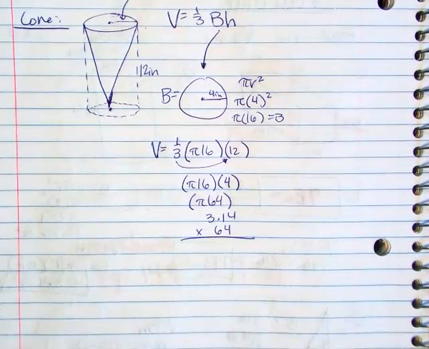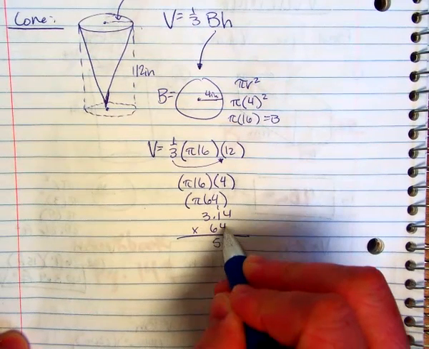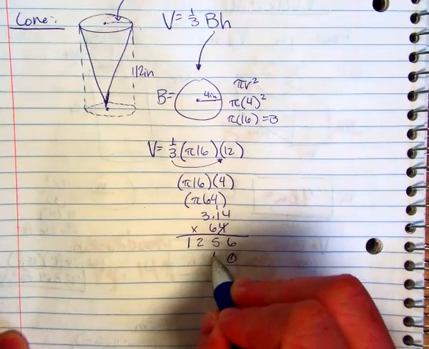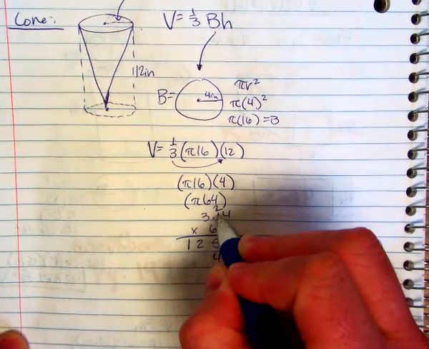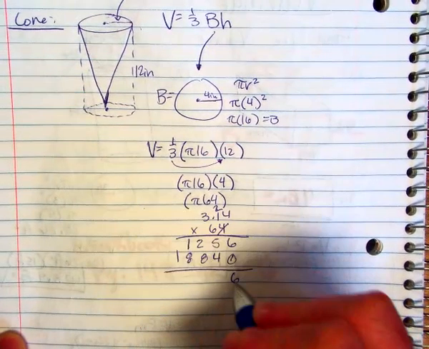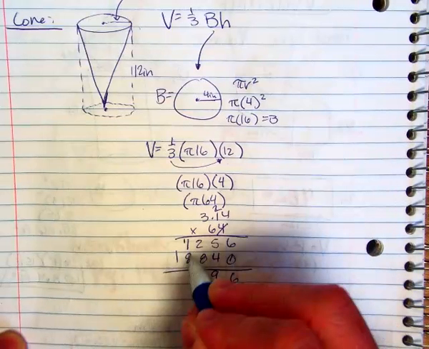4 times 4 is 16. 4 times 4 is 16. Plus 1 is 5. 4 times 3 is 12. We've used the 4. 6 times 4 is 24. Carry the 2. 6 and 2 is 8. 6 and 3 is 18. Add them all up. There's a 6. There's a 9. There's a 10. Carry the 1. There's another 10. Carry the 1. And there's a 2.